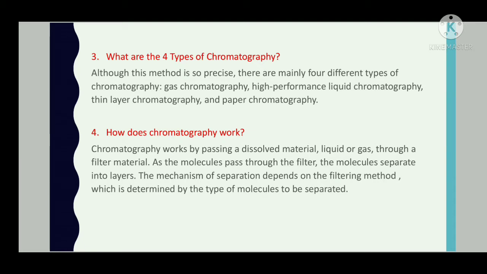How does chromatography work? Chromatography works by passing a dissolved material, liquid or maybe gas, through a filter material. As the molecules pass through the filter, the molecules separate into layers. The mechanism of separation depends on the filtering method, which is determined by the type of molecules to be separated.